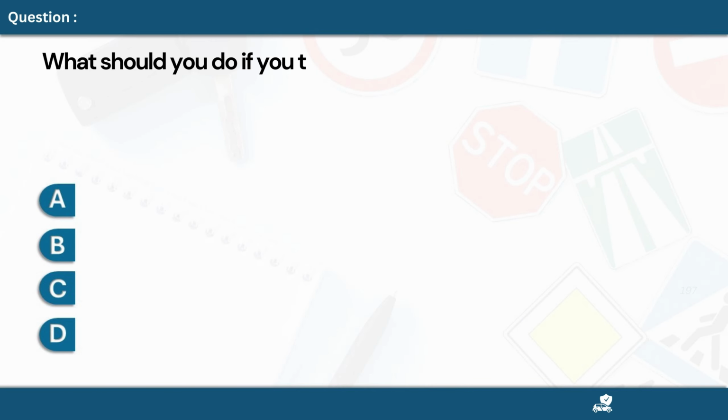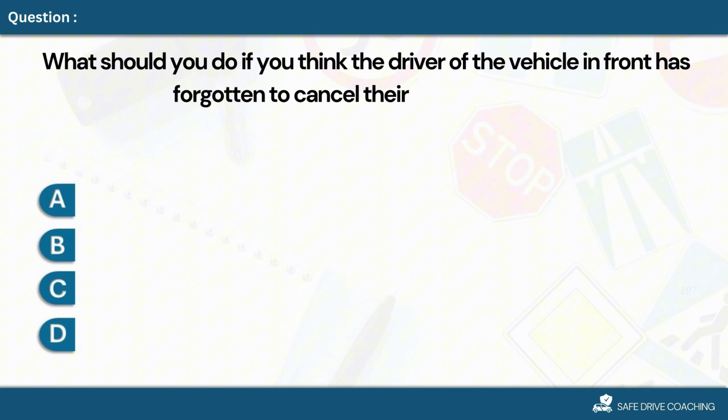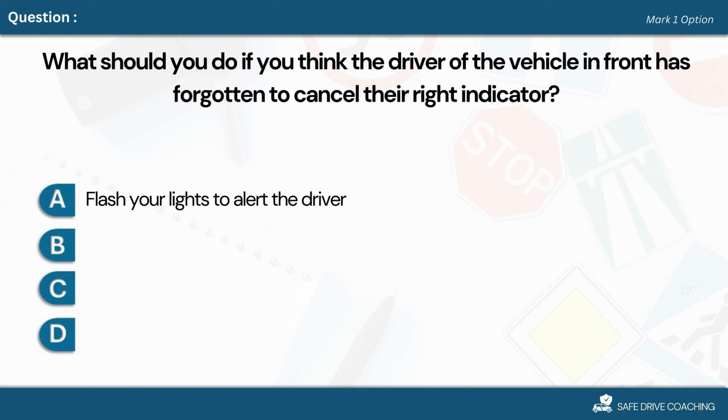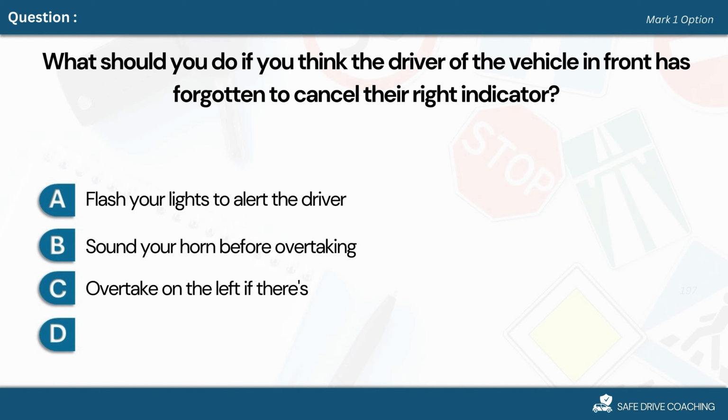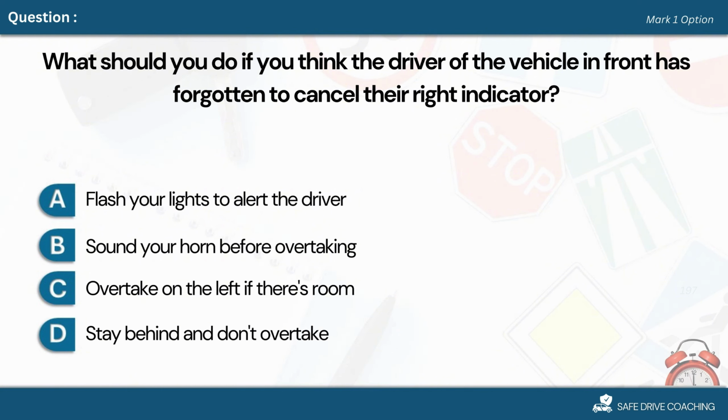What should you do if you think the driver of the vehicle in front has forgotten to cancel their right indicator? A. Flash your lights to alert the driver. B. Sound your horn before overtaking. C. Overtake on the left if there is room. D. Stay behind and don't overtake. The correct answer is D. Stay behind and don't overtake.